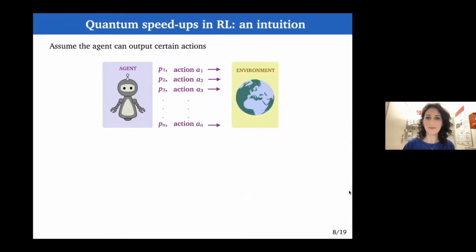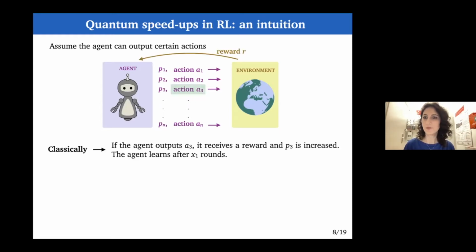And now, just to give an intuition of why, if we can prepare these superpositions of states, we can achieve a quantum speed up. This is really just to give you the basic understanding behind this. Assume that the agent can output certain actions, for example action A1, A2, A3, AN, with a certain probability associated to each action. So we have P1, P2, P3, and so on. And let's assume that the correct action, that means the action that leads to a reward, is, for example, action A3.